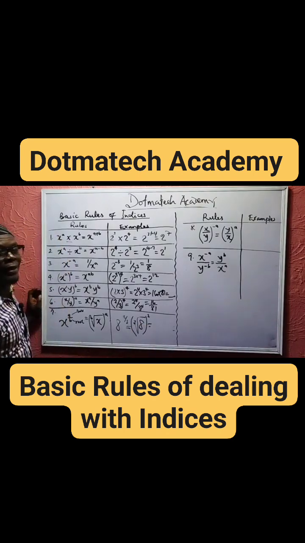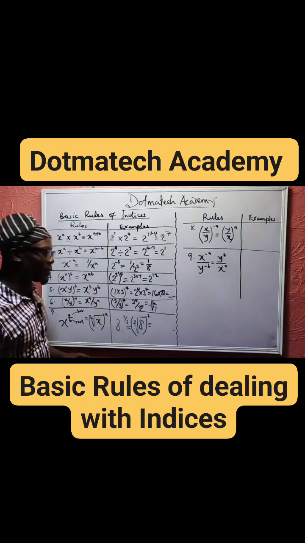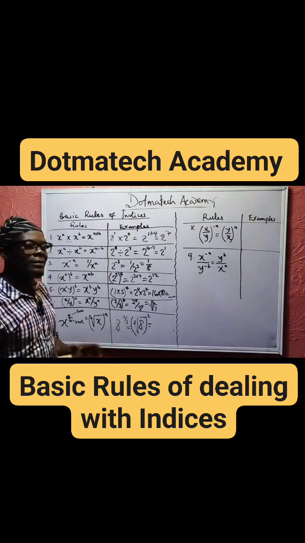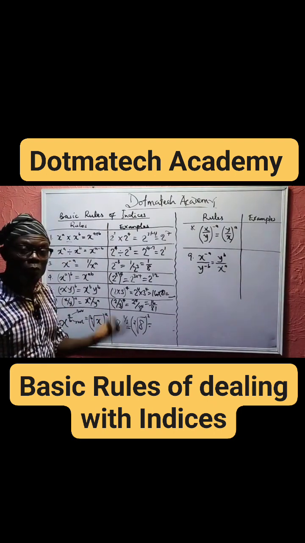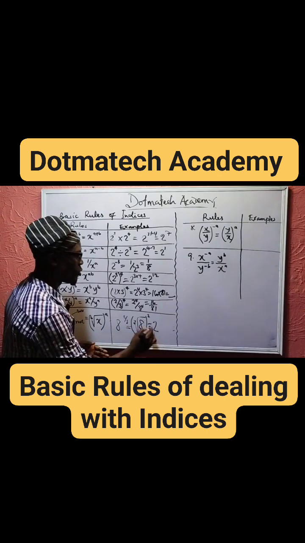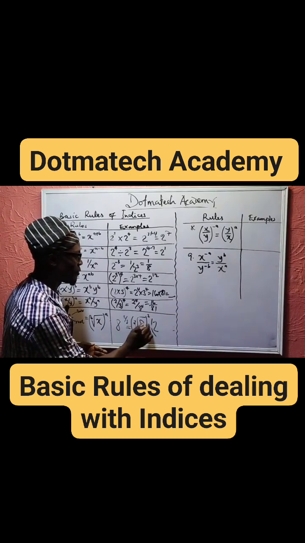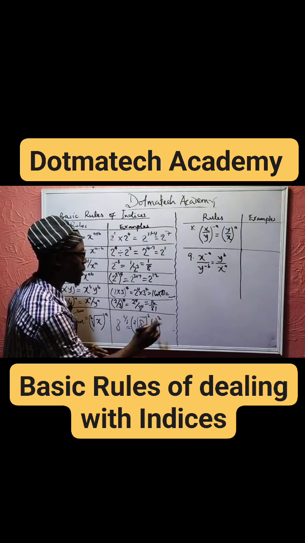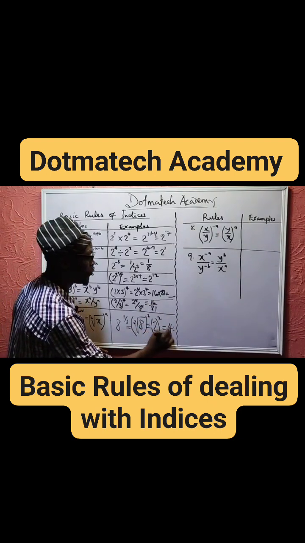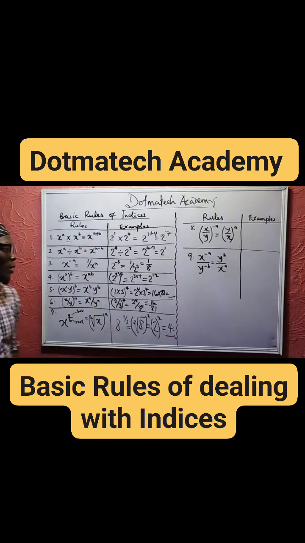What is cube root of 8? Cube root of 8 simply means the number that you multiply by itself 3 times to get 8, and that will be 2. So 2 in brackets, everything raised to the power 2. 2 raised to power 2 will give us 4. So in this case, that is our answer.